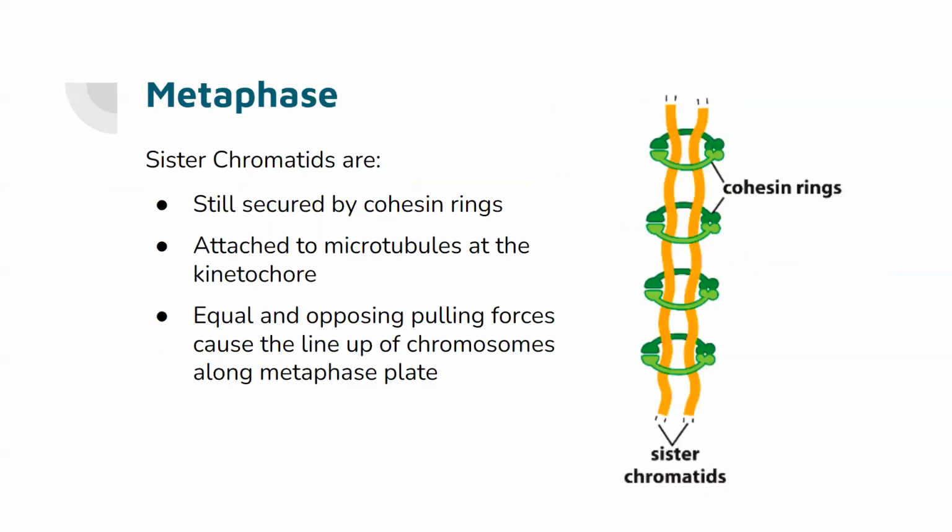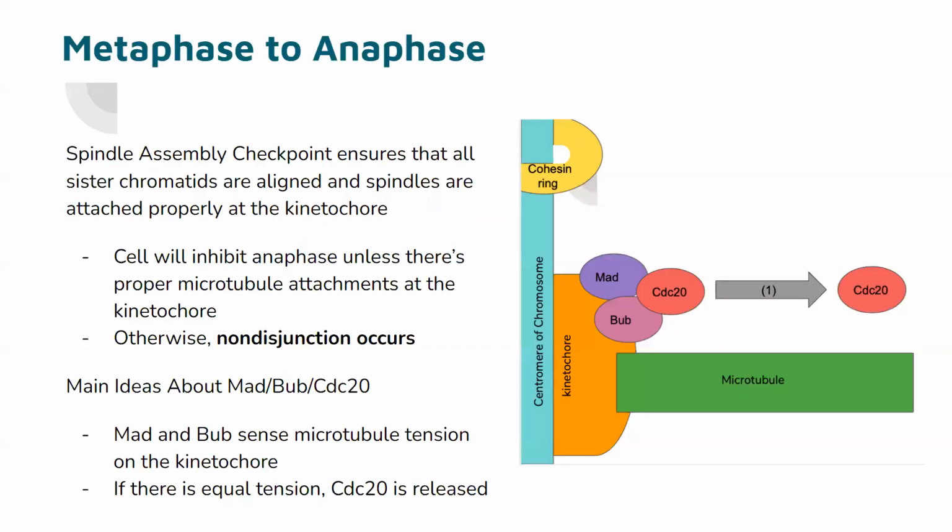Okay. So to continue along, we're at metaphase right now. What's going on at metaphase is that we have cohesin rings holding together the sister chromatids, and they're still held together at the kinetochore. There are equal and opposing pulling forces that cause them to line up at the metaphase plate in the cell.